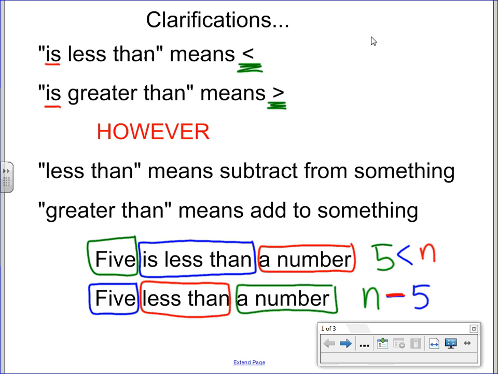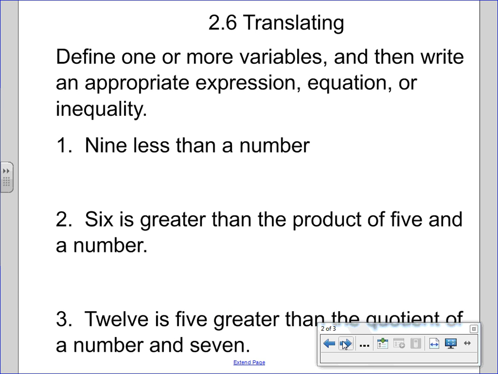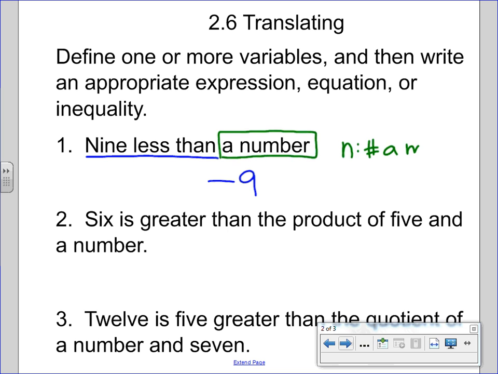Okay? All right, so with those clarifications, I want to go through the examples on the back of your 2.6 notes. We're going to define one or more variables and then write an appropriate expression, equation, or inequality. Right away we start with an expression that says 9 less than a number, and we see the less than part. So 9 less than means we're going to subtract 9 from something, and that something is going to be a number. In this case, I'm going to let n stand for a number.